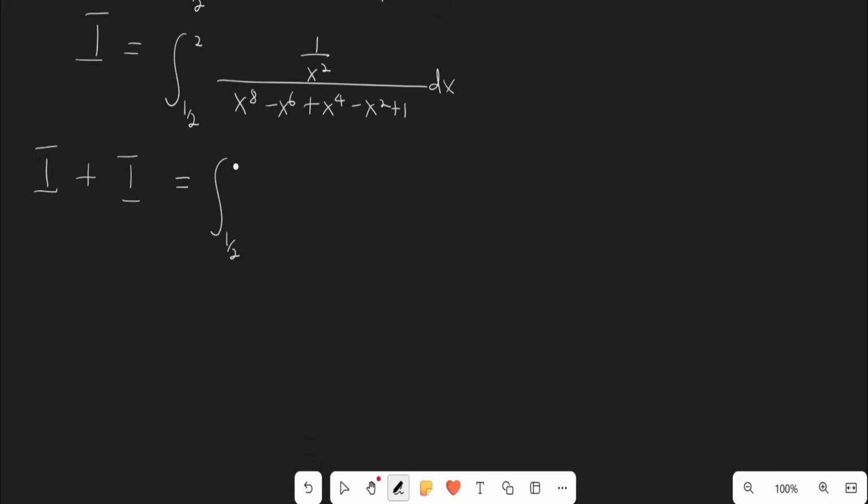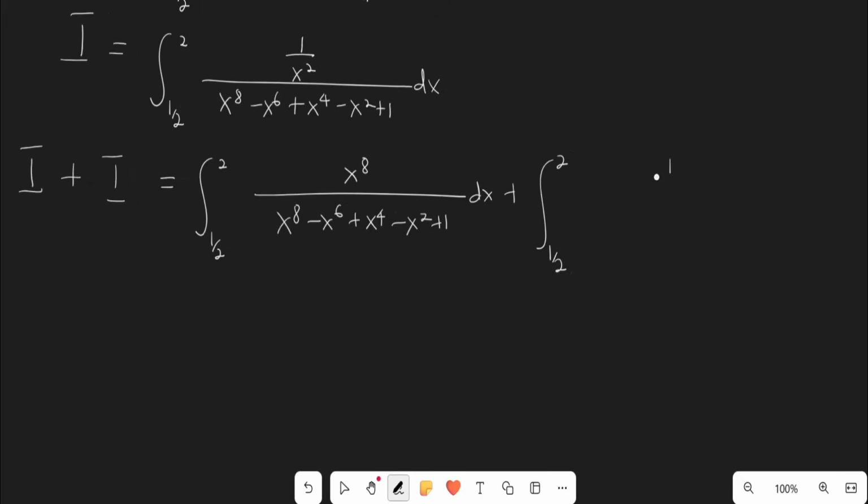The first one is 1/2 to 2 of x raised to the power 8 divided by x raised to the power 8 minus x raised to the power 6 plus x raised to the power 4 minus x squared plus 1 dx, plus the integral transformed by the u sub is going to be the integral from 1/2 to 2 of 1 over x squared at the top divided by x raised to the power 8 minus x raised to the power 6 plus x raised to the power 4 minus x squared plus 1 dx.